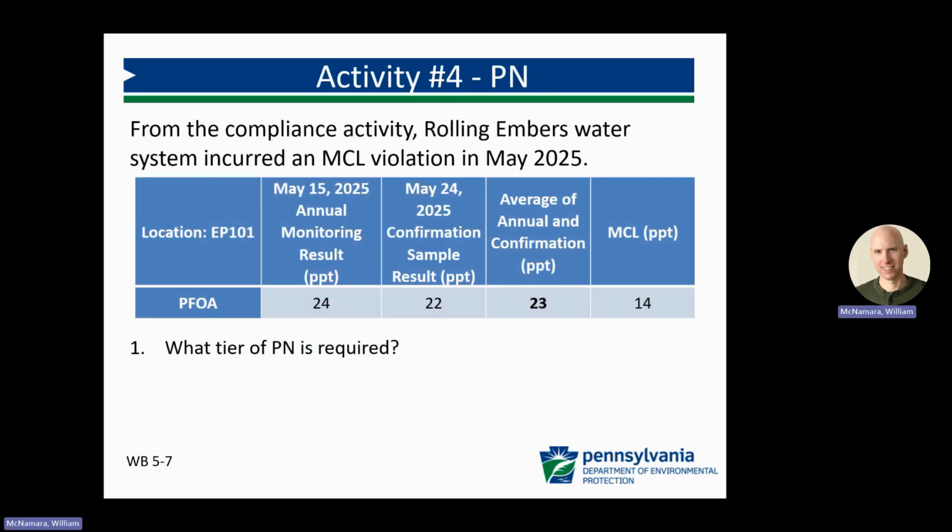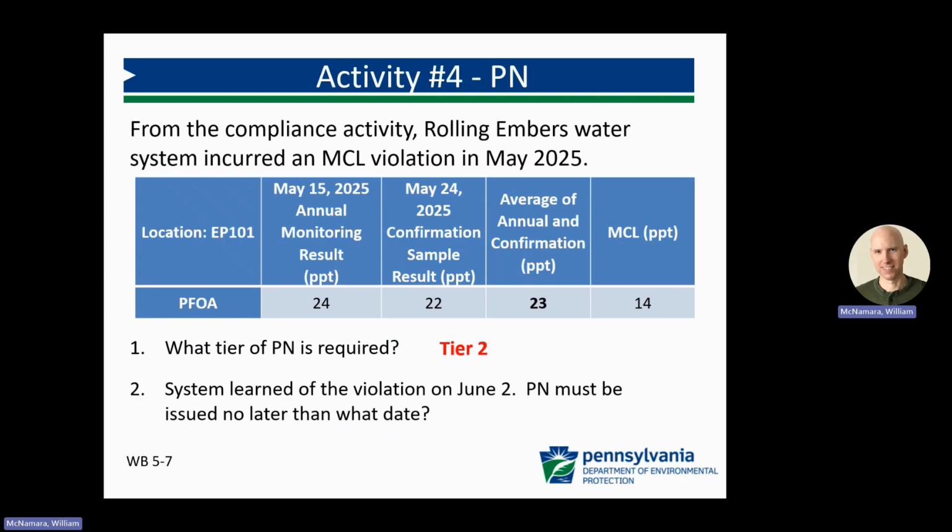Okay, so let's review it here from the compliance activity. So from the last one, you had Rolling Embers Water System incurred an MCL violation in May of 2025. And the results were here. We knew this from our last activity. So what tier of PN is required for this? Hopefully you got that it's tier 2 public notification.